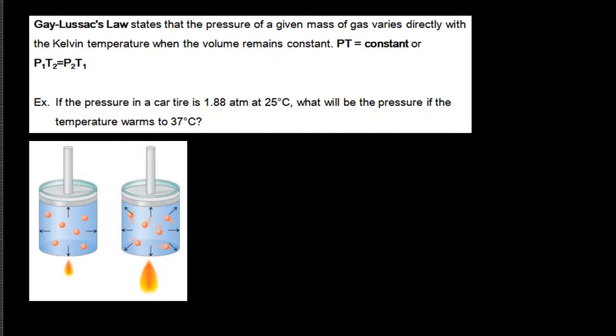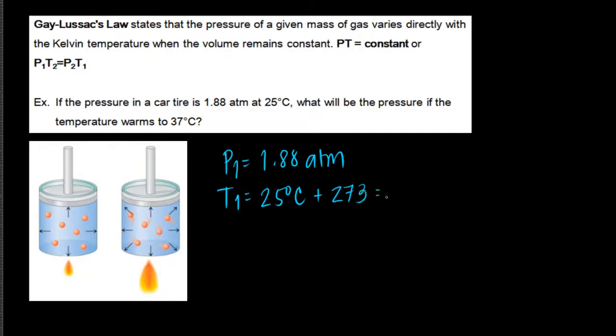Okay. Now, an example here is regarding the pressure in a car tire. So, the first pressure naton is 1.88 atmospheres. Ang iasin nga temperature is 25 degrees Celsius. So, since naka-Celsius siya, alert na ka mga daan and add 273. So, 25 plus 273 is 298 kelvins. The question is, what is the pressure going to be if the whole car tire warms up to 37 degrees Celsius?